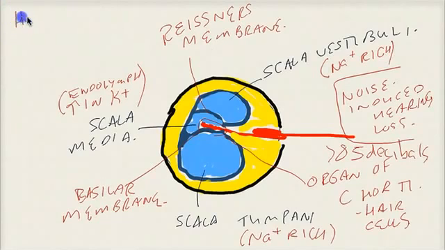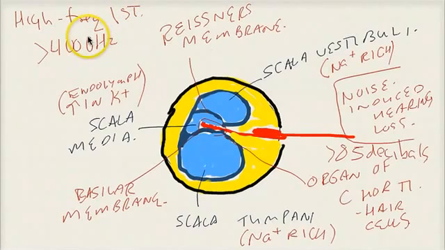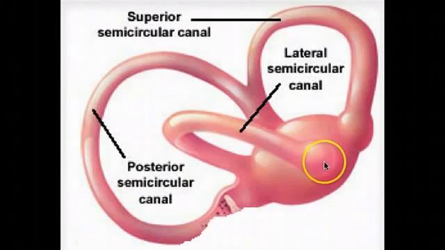High-frequency sounds are sounds that are greater than 4,000 hertz. Okay, so high-frequency hearing loss occurs first. Then you will see eventually the loss of low-frequency or low-vibration hearing sounds. Now let's take a look at the semicircular canals.